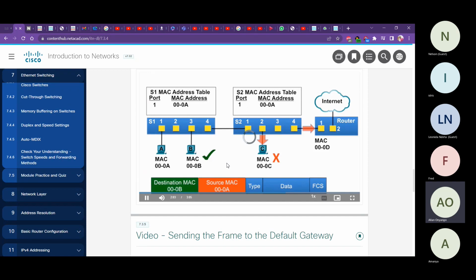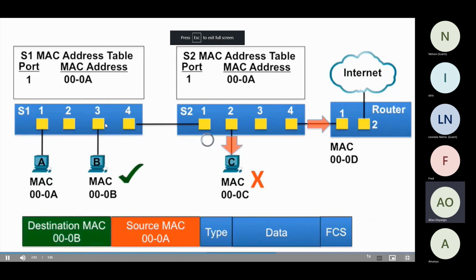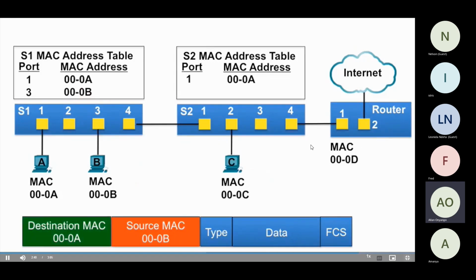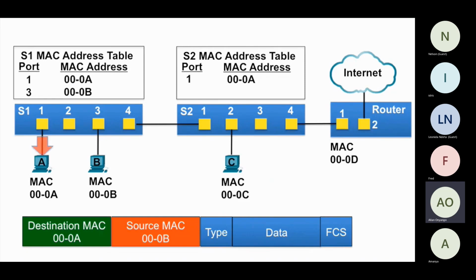Anyway, as that is loading, basically what is happening is that the router, unlike the switches, does not broadcast messages. So the router receives the same frame, compares the destination MAC address 000B with its own MAC address 000D here, and notices that it's not a match. It then checks its MAC address table, notices that the MAC address is in its table, so it sends it out through port 1.